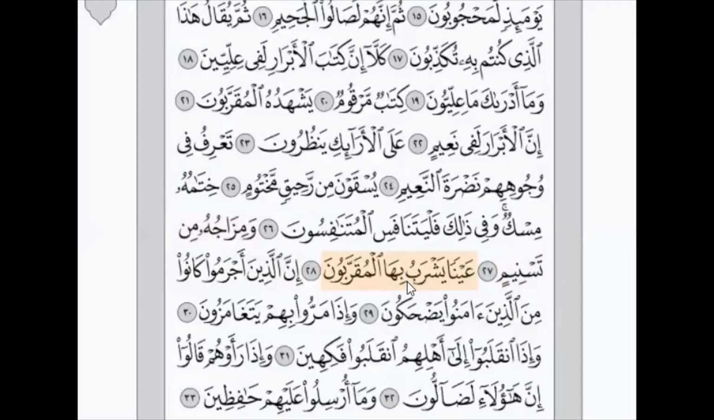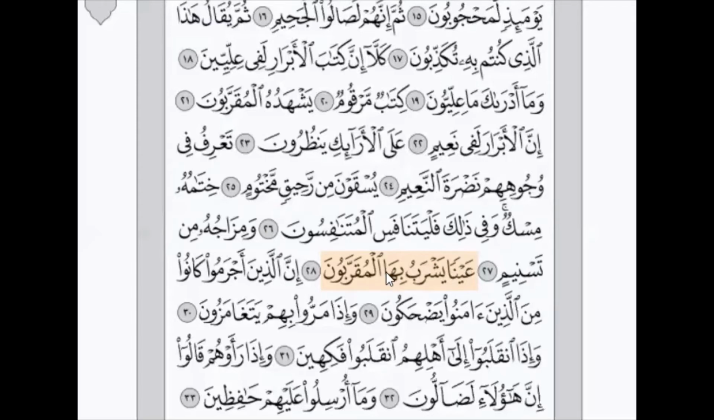عَيْنًا يَشْرَبُ بِهَا الْمُقَرَّبُونَ. Here you have the ya is harf al-lin. You have tanween here followed by a ya. This is idgham bi ghunna. You merge and retain the ghunna. عَيْنًا ya. عَيْنًا يَشْرَبُ. The ra here has a fatha. It is heavy. Biha, the alif here is a natural mud extended for 2 counts.